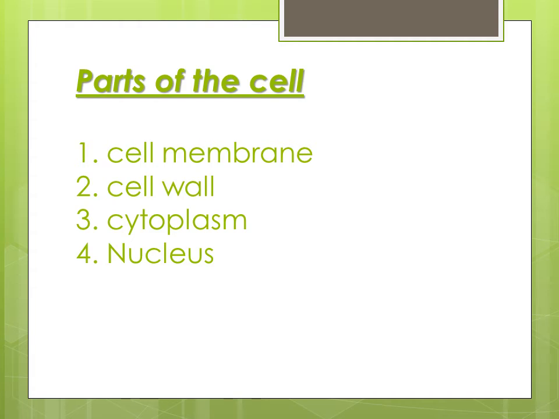Though shape, size, and activities of the cells vary, all the cells have three major functional regions. First one, cell membrane and the cell wall. Second one, cytoplasm. And third one, nucleus. We will study all these parts one by one.